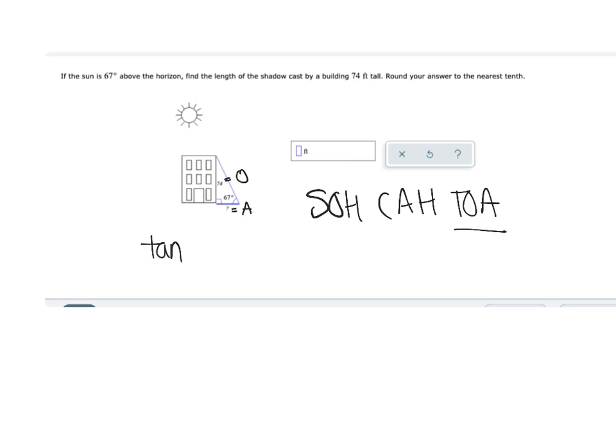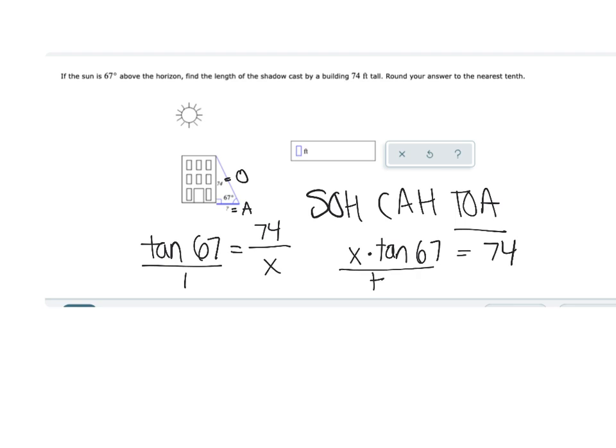So what I'm going to do is set up my problem so that it says tan of the angle, which is 67 degrees, is equal to, and the O stands for opposite, so 74 over the adjacent, which we're going to call x because we need to find it. Then you need to put tan over 1, so whatever trigonometric function you have, you put it over 1, and you cross multiply. So you get x times tan of 67 is equal to 74. And to solve for x, my last step would be to divide by the tan of 67 on both sides.